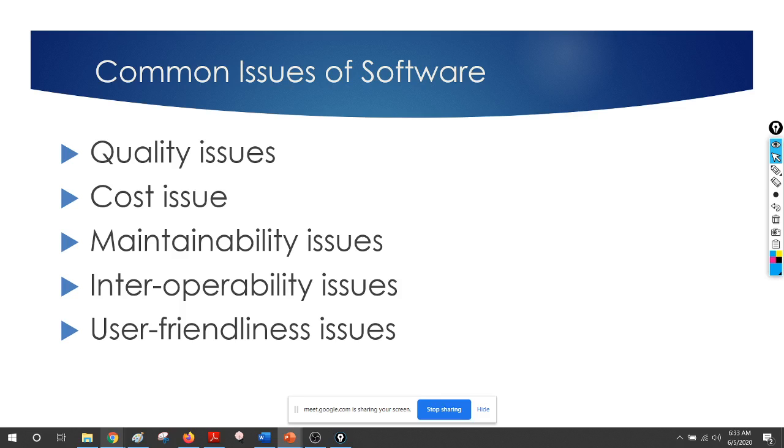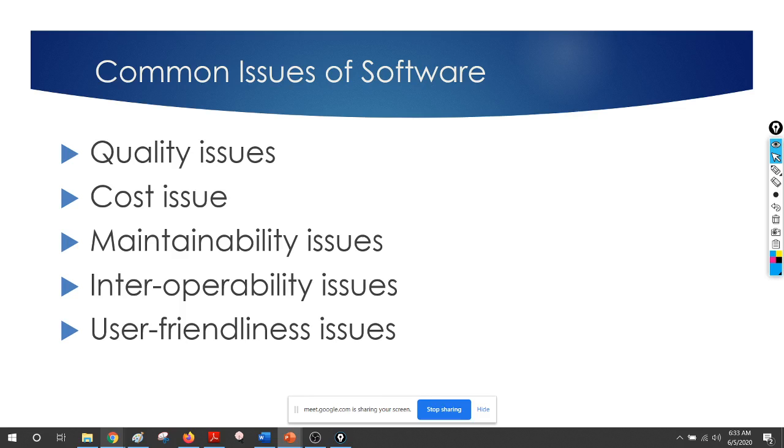The cost issue is there. A lot of businesses really like to have software, but they can't afford it. For example, if you want to buy an ERP system, it's millions of money. Then the maintainability issue is there. A lot of software is very hard to maintain, right? Then the interoperability. A lot of software is very difficult to integrate with some other system. And of course, some systems have a lot of user friendliness issues as well, right?